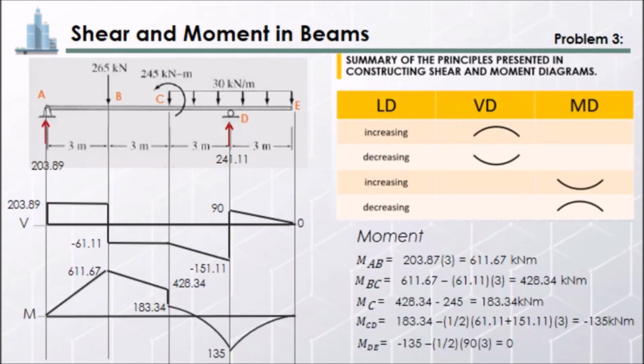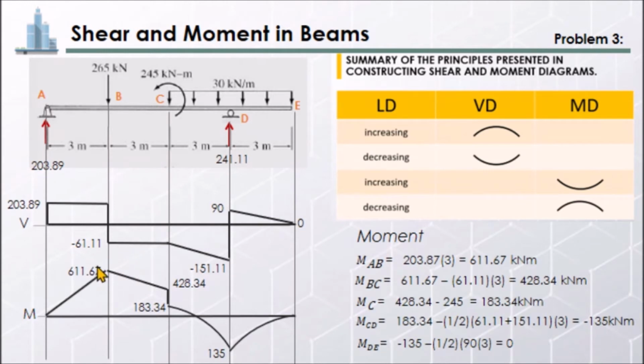So, for our moment, let's start with this area. So, we have 203.89 multiplied by 3. So, that will give us 611.67. So, dito class, mapapansin nyo, pataas yan. Bakit? Kasi nasa taas itong ating shear, right? Dahil positive siya. Ngayon, pa-incline na siya since plus 1 na tayo ulit ng slope. So, from uniformly distributed, magiging uniformly varying load siya.